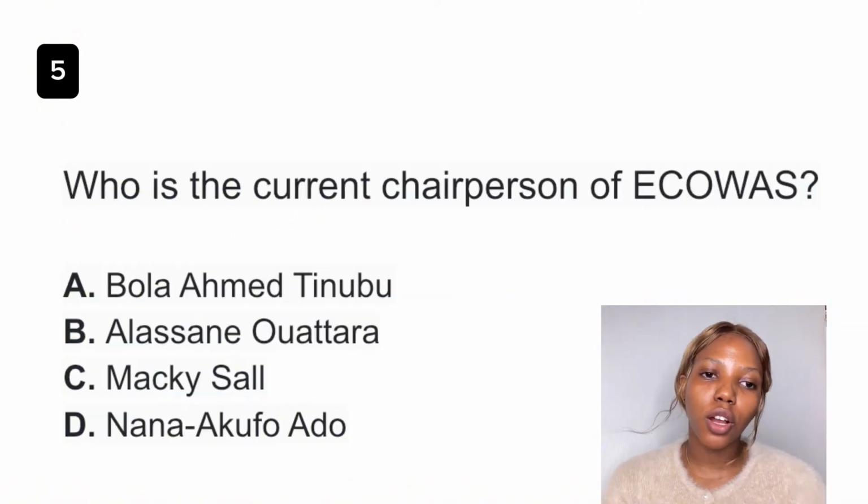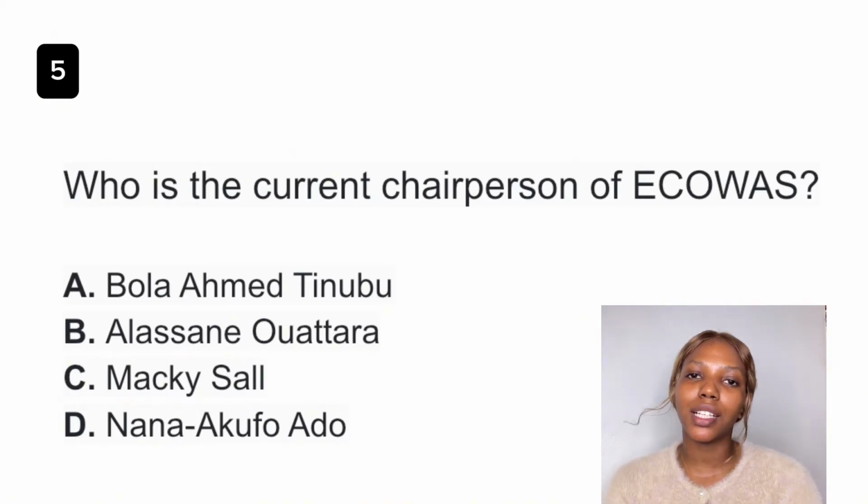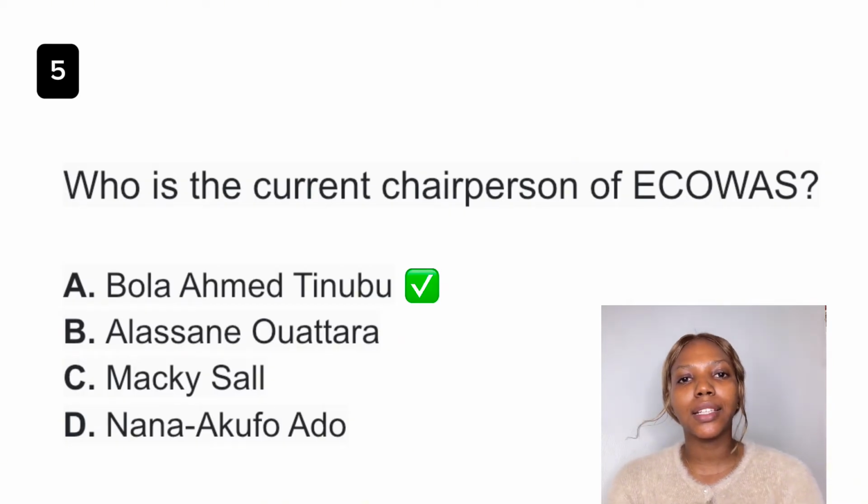Question 5. Who is the current chairperson of ECOWAS, Economic Community of West African States? The answer to this question is option A, Bola Ahmed Tinubu, who was elected on the 9th of July 2023. So option A is the final answer to this question.